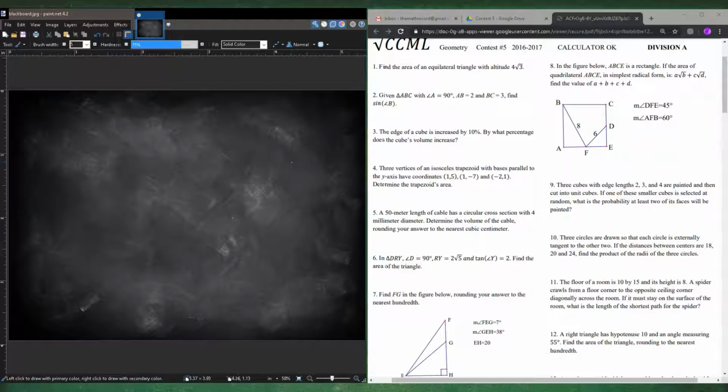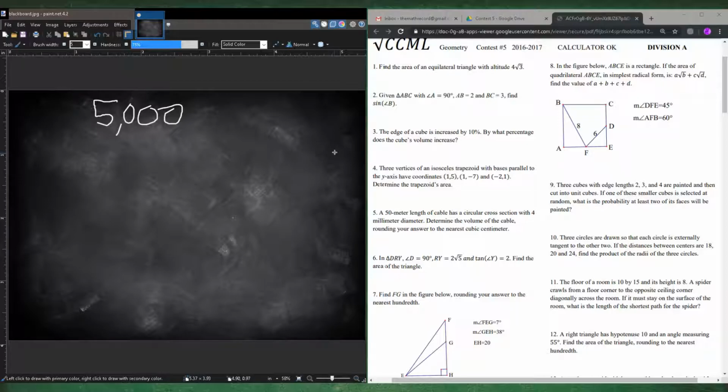Because it's a centimeter, a meter would be bigger than a centimeter, so you've got to multiply this by 100. So 50 times 100 is equal to 5,000, and the cable has a circular cross section with 4 millimeter diameter.